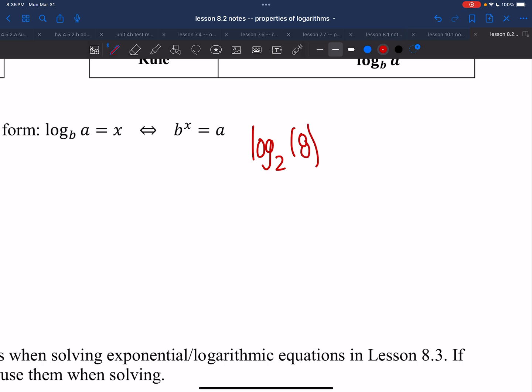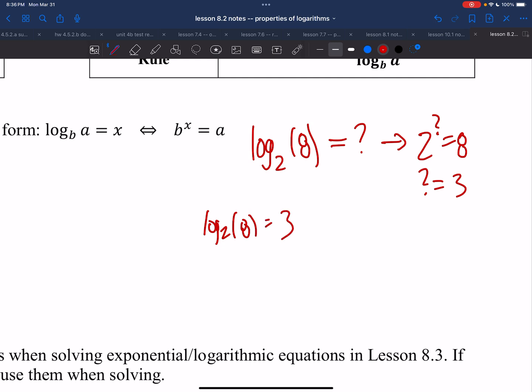Well, first of all, we know log base 2 of 8 because if you convert that to exponential form, if you say this equals something, then as an exponential, this would say 2 to what power is 8? The question mark, the thing we don't know, would be 3, because 2 cubed is 8, right? So we know log base 2 of 8 is 3, just because it answers this basic exponential question.